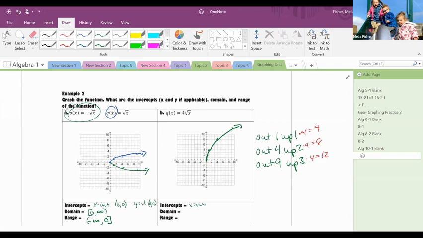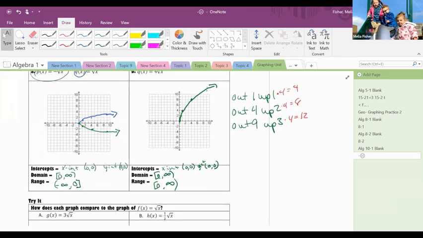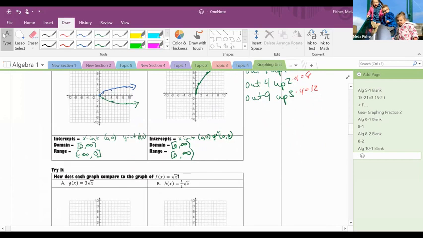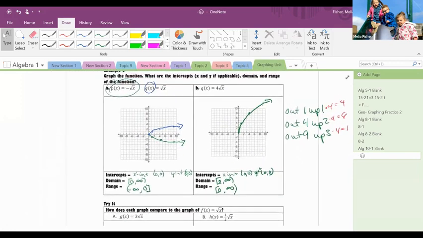Appreciate it. Okay, so my x and y intercepts are still at 0, 0. Your domain is still from 0 to infinity, and your range is still from 0 to infinity. Okay, go ahead and do the try-its. You want me to leave that and not scroll yet?